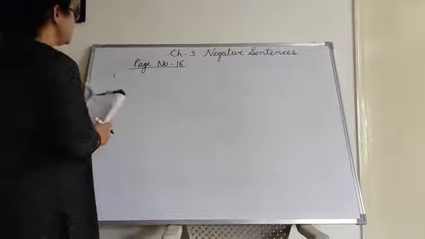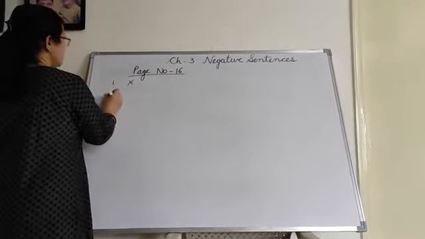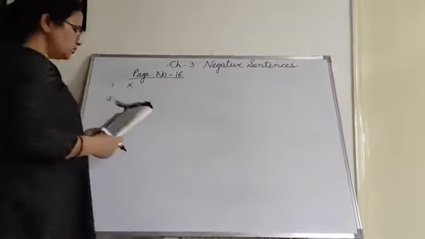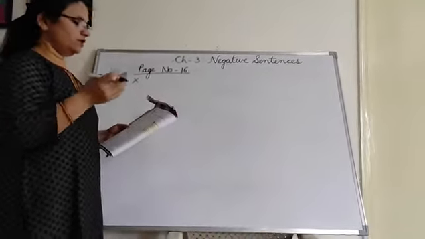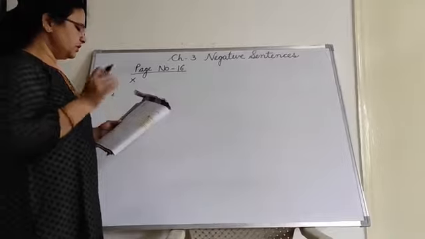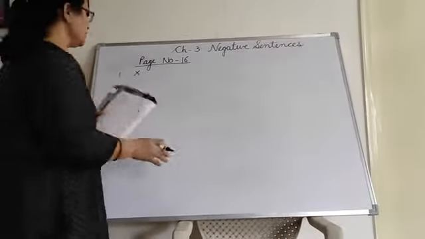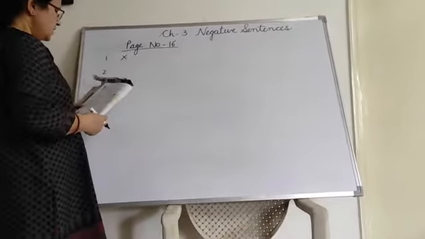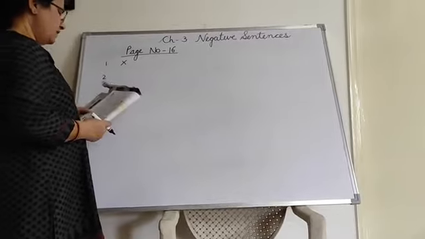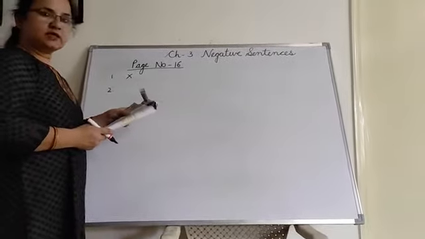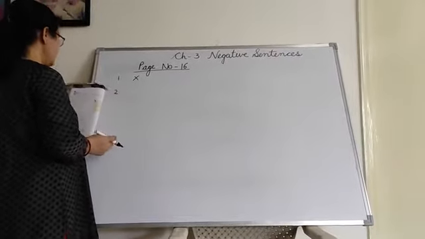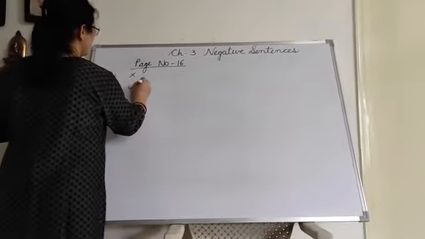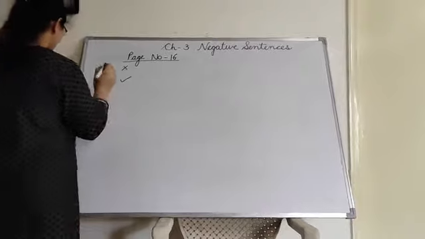Is it a correct sentence? No, it is not a correct sentence. So what will be the correct sentence? I do not like to read story books. This will be the correct. So it is wrong. So put cross. Binita does not play with me. See, Binita, it's a singular noun, so does is used. So it is correct. Binita does not play with me. So put a tick. It's correct.